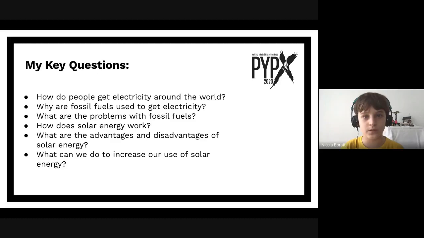Another way that we can increase our use of solar energy is by making solar roads. We already have an example of that in Japan. The reason that they made a solar road in Japan is because of preparation for the 2020 Olympics. But now that it's cancelled, they're just using it to power homes and businesses.